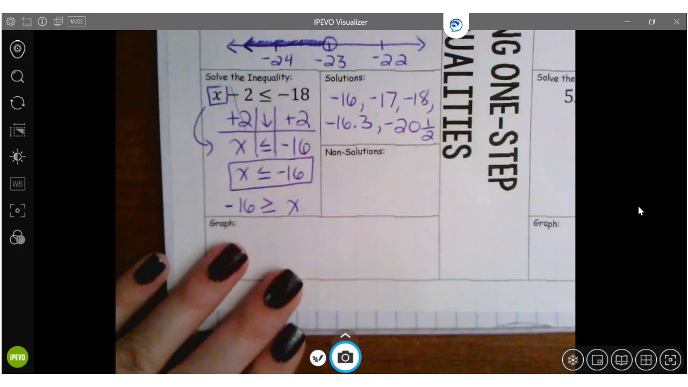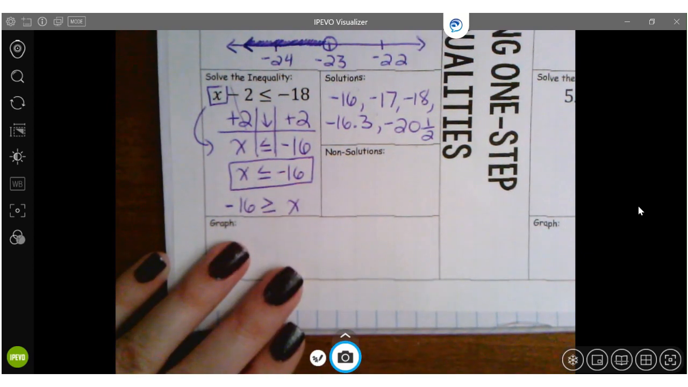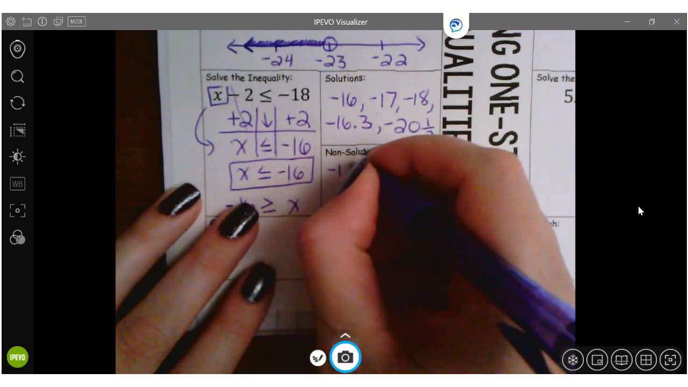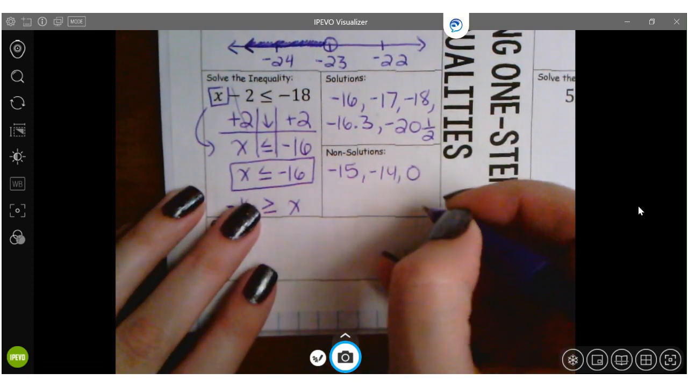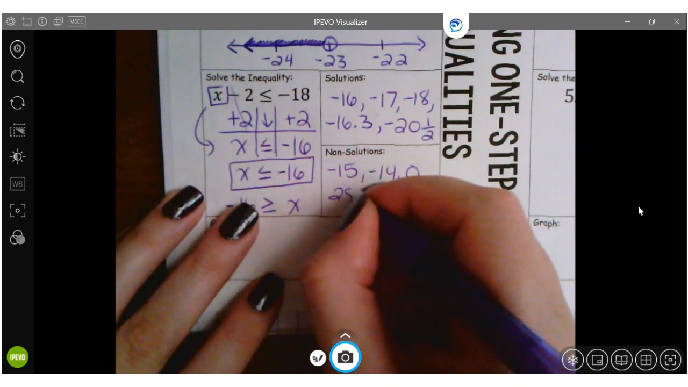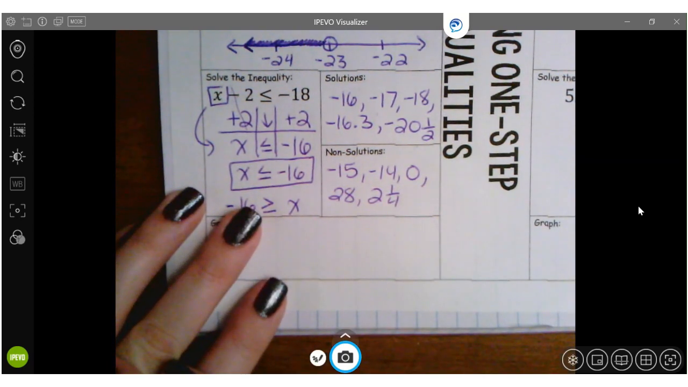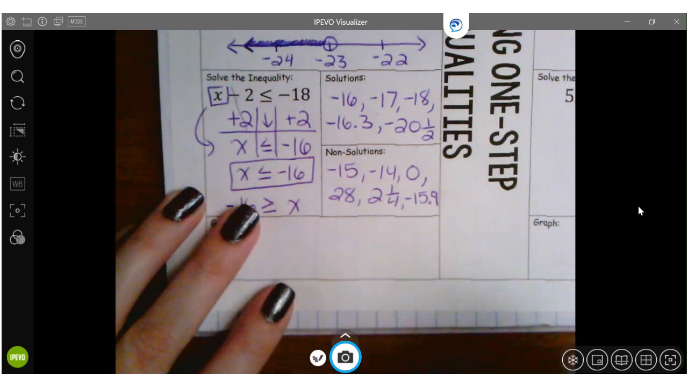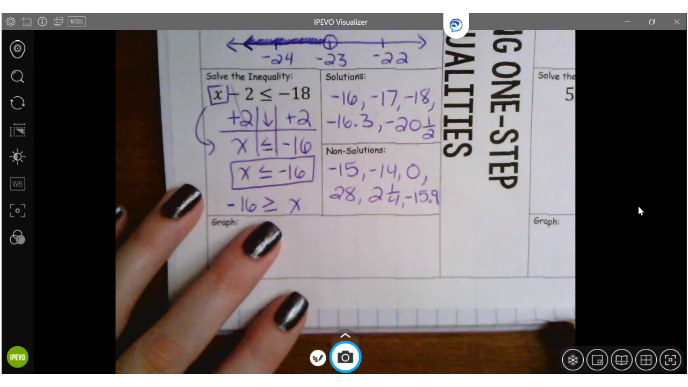So on the contrary, non-solutions. So those are numbers that are not less than negative 16 or equal to it, which means they would have to be bigger than it, right, if they're not less than it. So that would be numbers like negative 15. It would be to the right of it on the number line. Negative 14, 0. Any positive number, right? Like 28, 2 1/4. It's a positive number, right? And you could have something very, very close to negative 16, but that's still not less than it. You could have negative 15.9, okay? It's still not less than it. It's still a little bit greater than it because it'd be a little bit to the right of it on the number line.